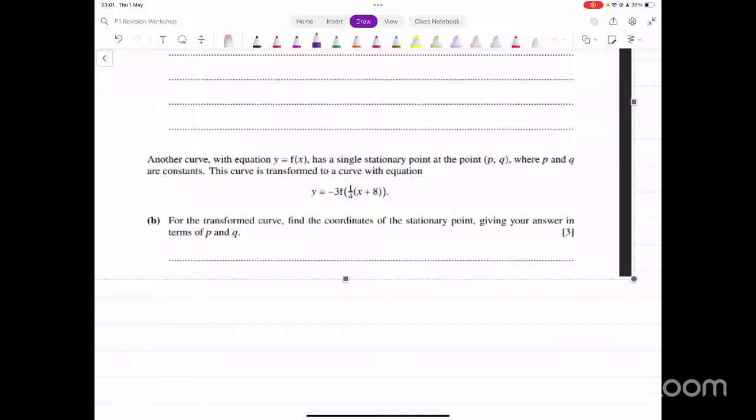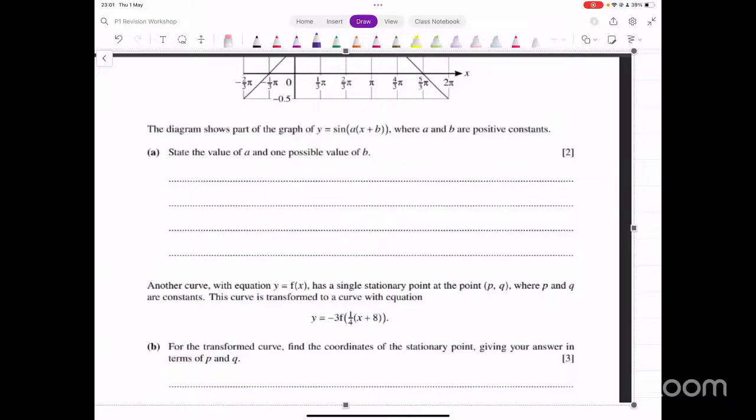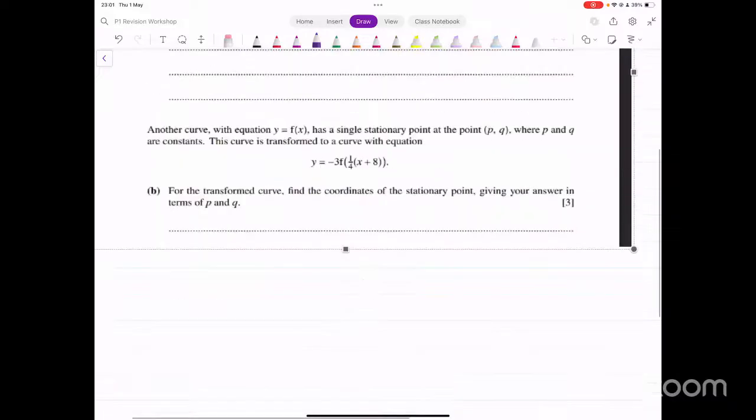The original function was f of x, right? The original function was f of x. Have we done anything in the previous part related to this? No. The original function was f of x, and that is being transformed to minus 3 f of 1 over 4x plus 8 inside the brackets like this.